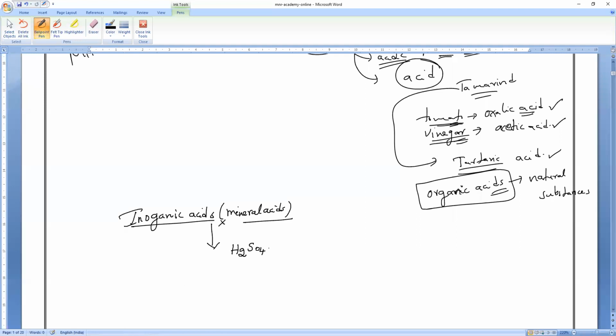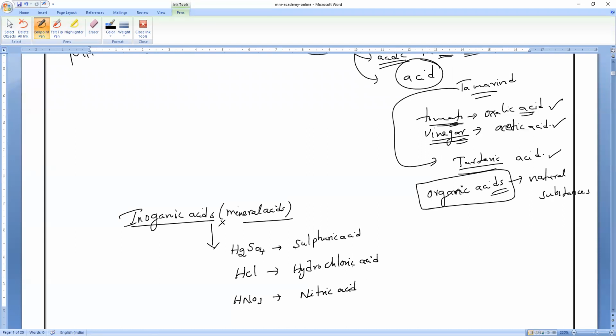The most popular acid, which we all know, what is that actually? Sulfuric acid. And the next popular acid, what is that? Hydrochloric acid. Understand? Then next, nitric acid, HNO3. Phosphoric acid. Carbonic acid and all.